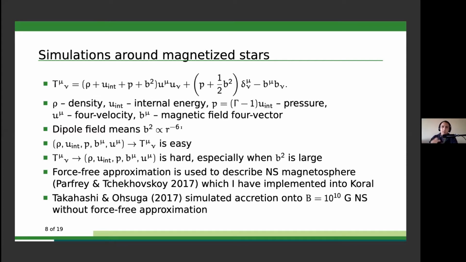The other problem is that during the simulations, we're constantly going back and forth between the conserved quantities and the primitives. So calculating T mu nu is easy if you know these things. But if you want to calculate the rest of it knowing T mu nu, that's very hard. And this will give you a lot of crazy numerical errors when you have a large B squared. So these guys, Parfait and Shkosky, came up with a good method to sort of get around these problems. And so I started collaborating with Carl Parfait, and I implemented his sort of force-free inspired fluid scheme into Coral. There is another simulation actually out there of accretion onto a magnetized neutron star, but I can't tell you how they managed to do it.